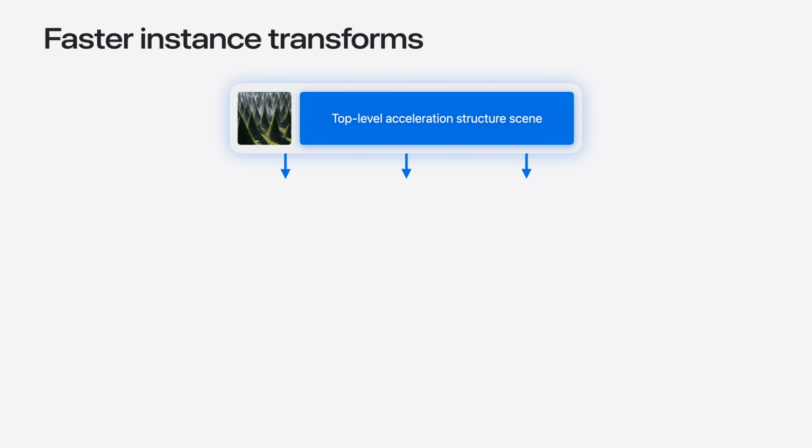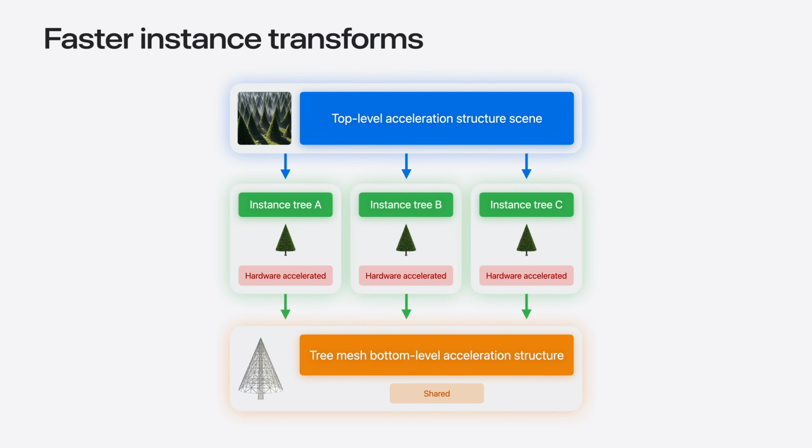Instance geometry is fundamental to modern 3D scenes. Think of a forest with hundreds of trees, or a city block with repeating architectural elements. In previous generations, processing these instances required substantial data movement between the ray tracing unit and the shader core, creating bottlenecks that affected both performance and power consumption. With M5, instance transforms are accelerated with dedicated hardware that delivers faster ray tracing while reducing power and freeing up shader resources for your rendering work.